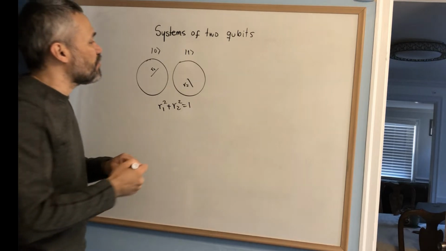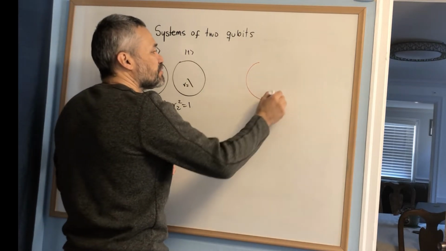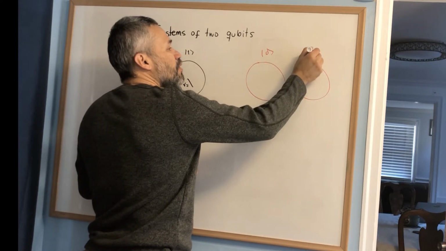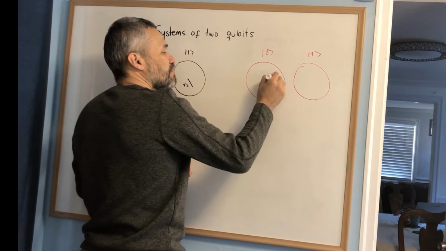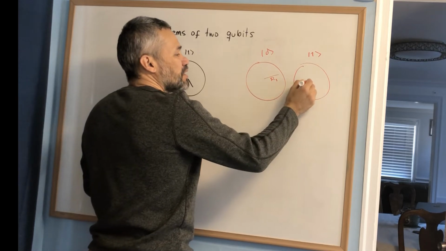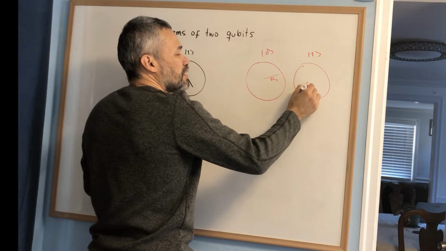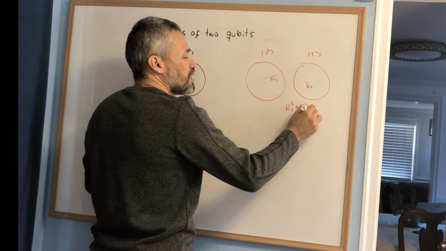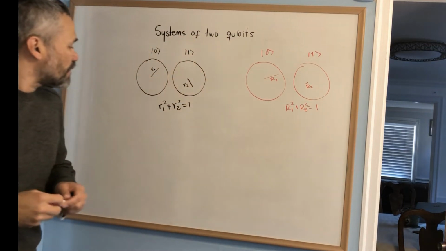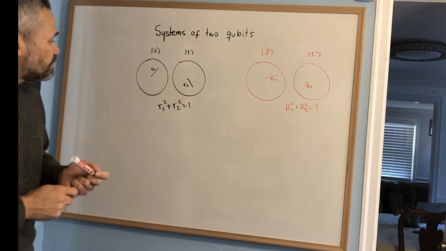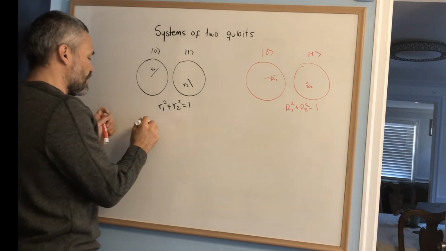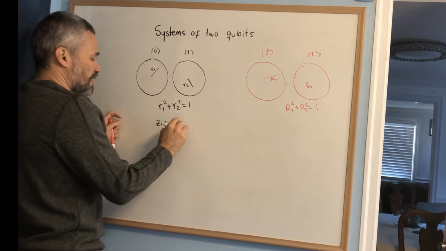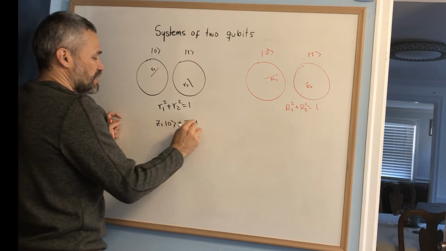And let's suppose that we have another qubit. Let's draw this qubit like this. We have 0, 1. And let's suppose that we have some R1 and some R2 here. The condition here is R1 squared plus R2 squared is equal to 1. Then this qubit can be represented in this way. We have a complex number times 0 plus another complex number times 1.